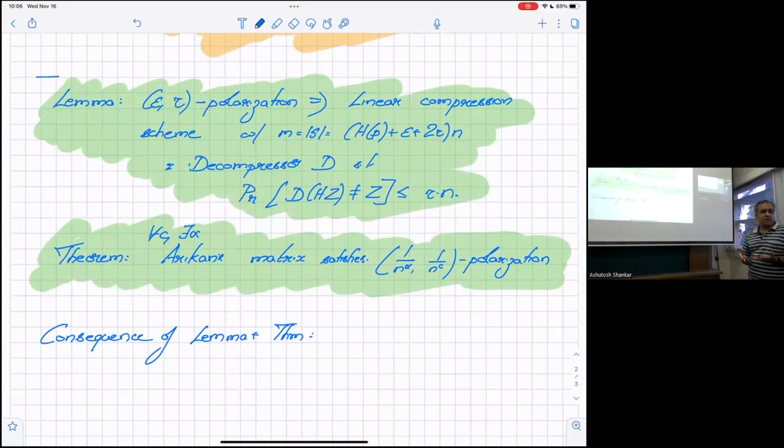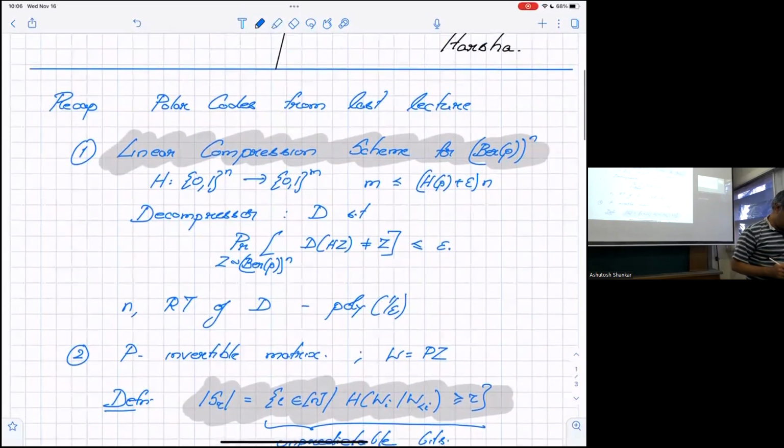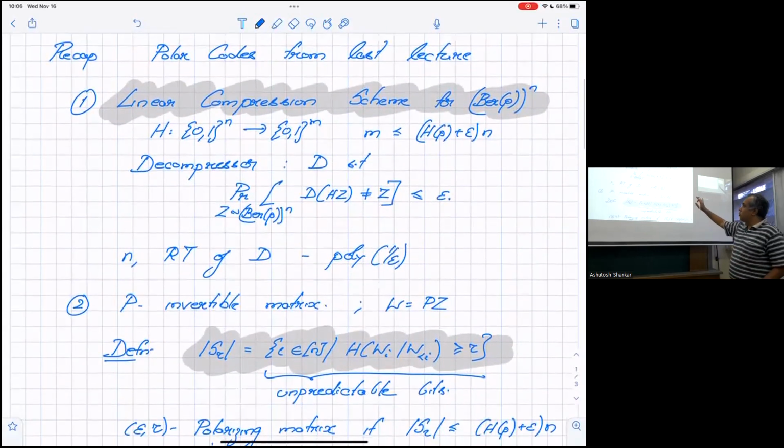I want to claim that we have our final result, because what's the error? What do we want to prove? This is the thing we want to do: we want to come up with a compressor, where m is at most that much, H(p) plus epsilon m. The decompressor is this. Furthermore, everything has been stated.